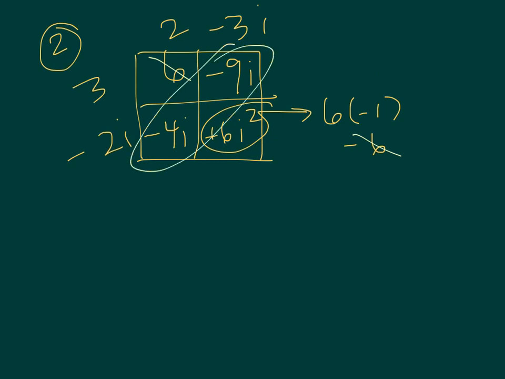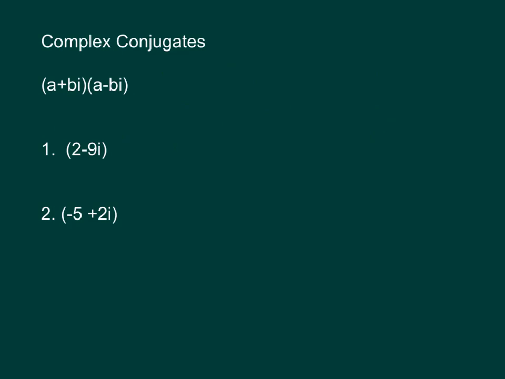And then negative 4i and negative 9i gives me negative 13i, and that's my answer. All right, so the next section is on complex conjugate. The complex conjugate of a number a plus bi is defined as a minus bi. So for example, the complex conjugate of 2 plus 3i is 2 minus 3i.